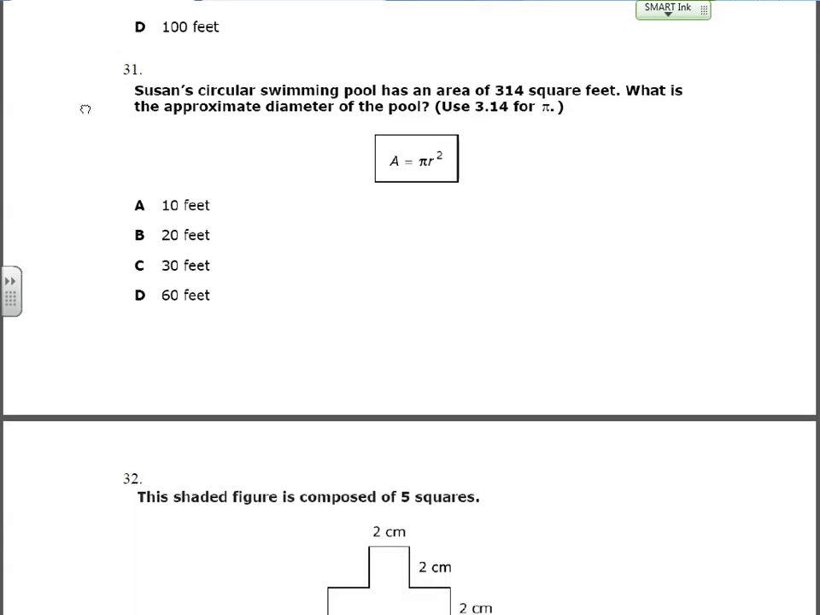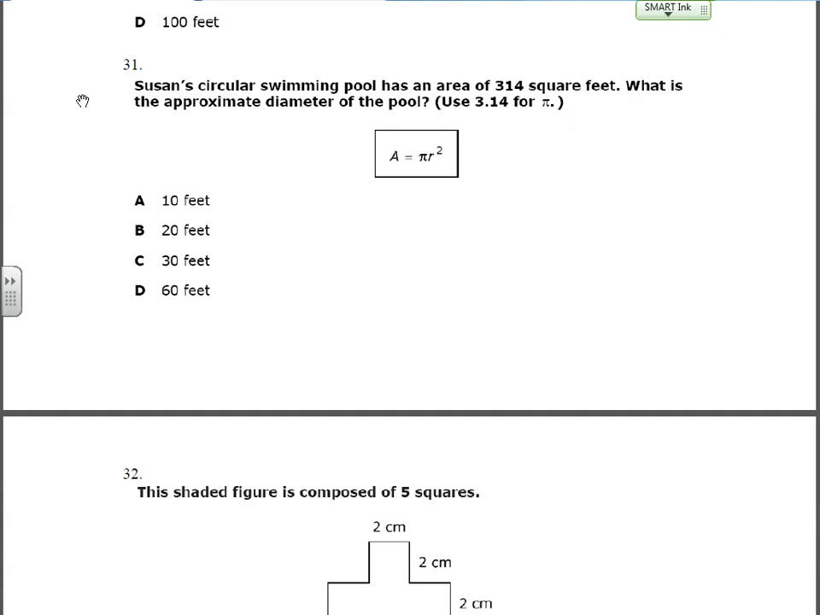Okay. 31 though. Susan's circular swimming pool has an area of 314 square feet. What is the approximate diameter of the pool? And here's where they gave you a formula. Like I said, I don't know if this is going to be on the test tomorrow or not, but we've used circles enough this year where hopefully you know the formula for the area of a circle. So if we know the formula and we know that her pool's area is 314, we can come up with that relationship, right? 314 is equal to pi r squared. And then we're looking for the diameter.